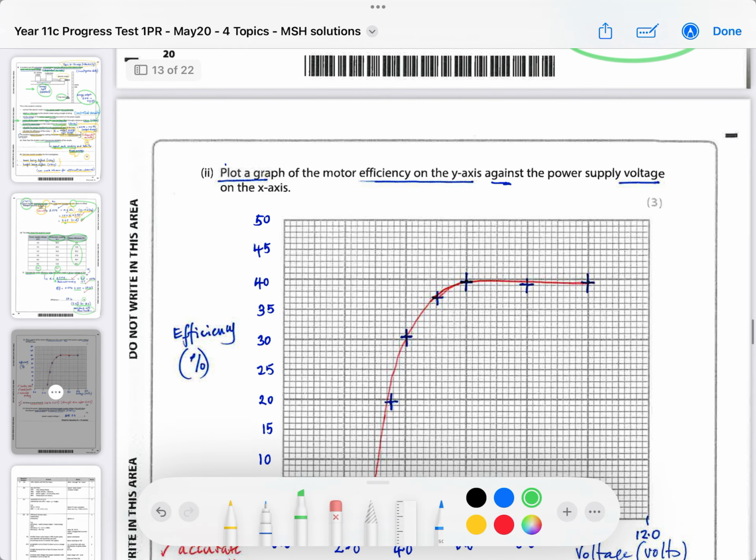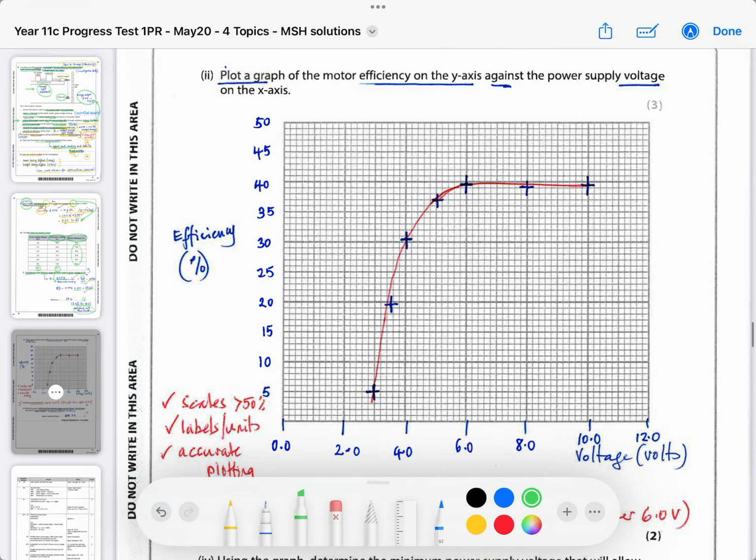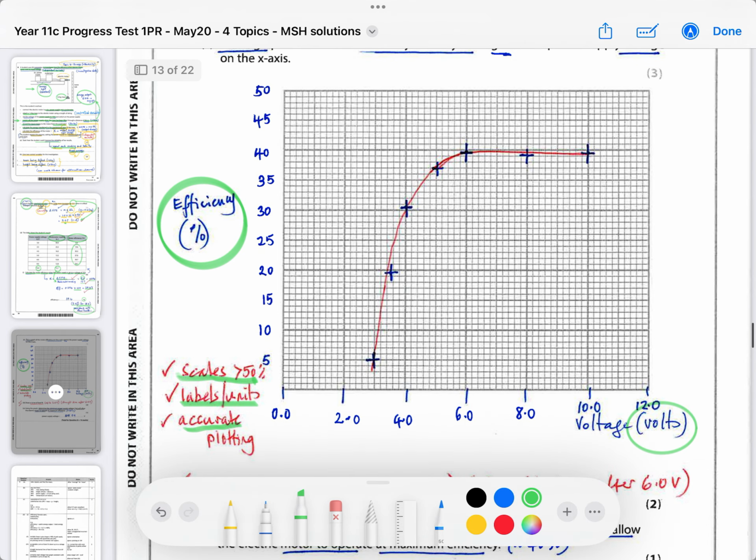Then they want you to plot the efficiency against the voltage. So I've put the efficiency on the y-axis, and don't forget the units. The full labeling must include percentage and voltage in volts, and then you'll get a mark for labeling your scale. And if your scale is going up in reasonable amounts, and you've used up 50% of your graph paper, both in the y and x directions, and you've plotted it accurately, you'll get 3 marks. And they will check if your plotting is accurate.